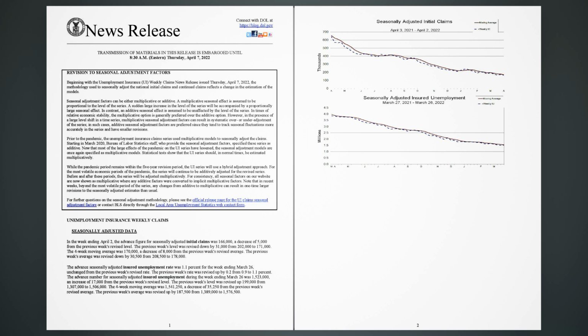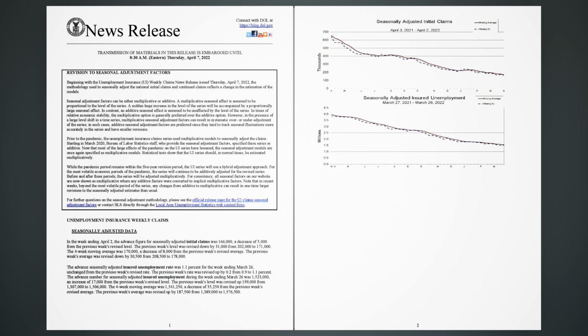The advance seasonally adjusted insured unemployment rate was 1.1% for the week ending March 26, unchanged from the previous week's revised rate. The previous week's rate was revised up by 0.2 from 0.9 to 1.1%. The advance number for seasonally adjusted insured unemployment during the week ending March 26 was 1,523,000, an increase of 17,000 from the previous week's revised level. The previous week's level was revised up 199,000 from 1,307,000 to 1,506,000.